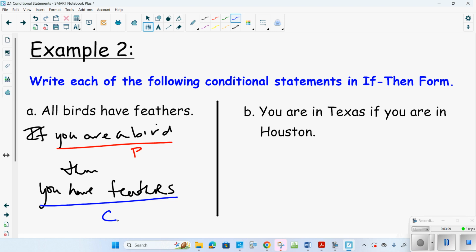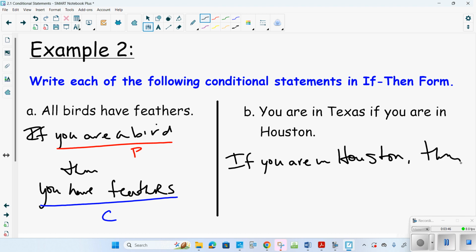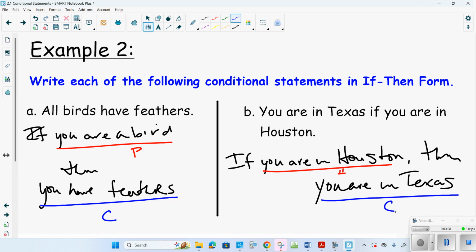You are in Texas if you are in Houston. Now, to make this true, I'm going to put: if you are in Houston, and that is assuming that there's only one Houston, then you are in Texas. The hypothesis is you are in Houston. The conclusion, you are in Texas.